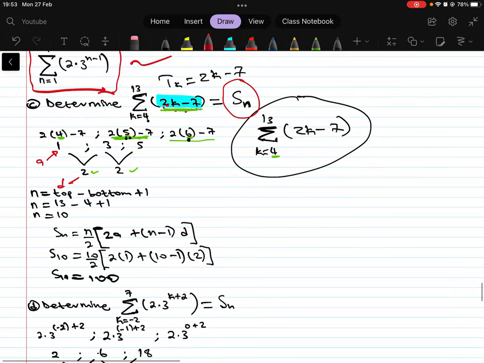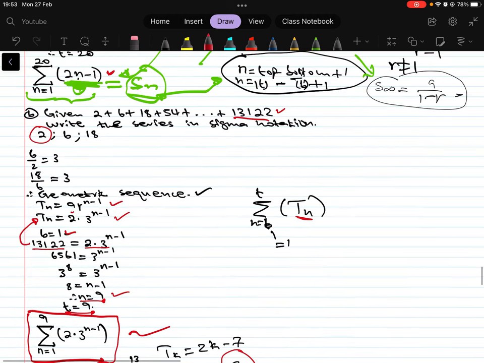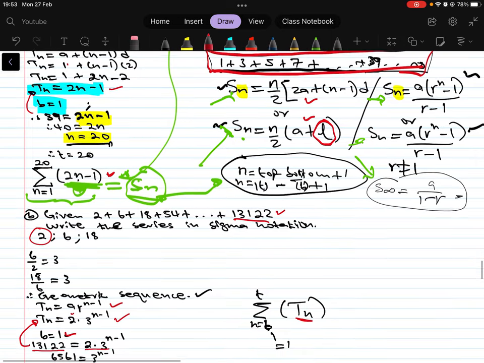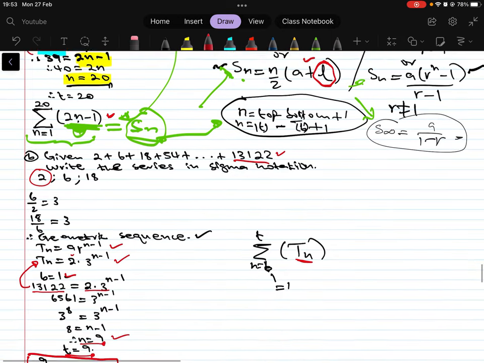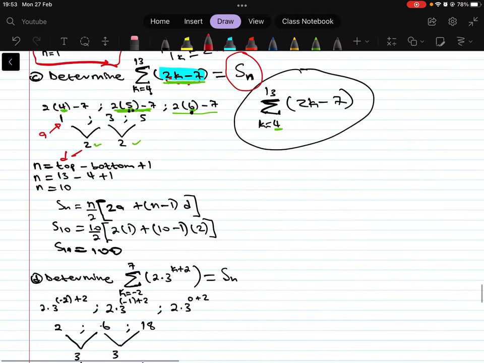Okay, where were we? We were here. To get our last term, we'll need to substitute 13, and then we can use the Sn formula. But to solve this one, I used the first formula because it's also applicable. Using the first formula, basically I just substituted a, I substituted d, n is 10, and I was able to get my 100. Maybe you can try to use the last formula like that, n over 2 times a plus l.